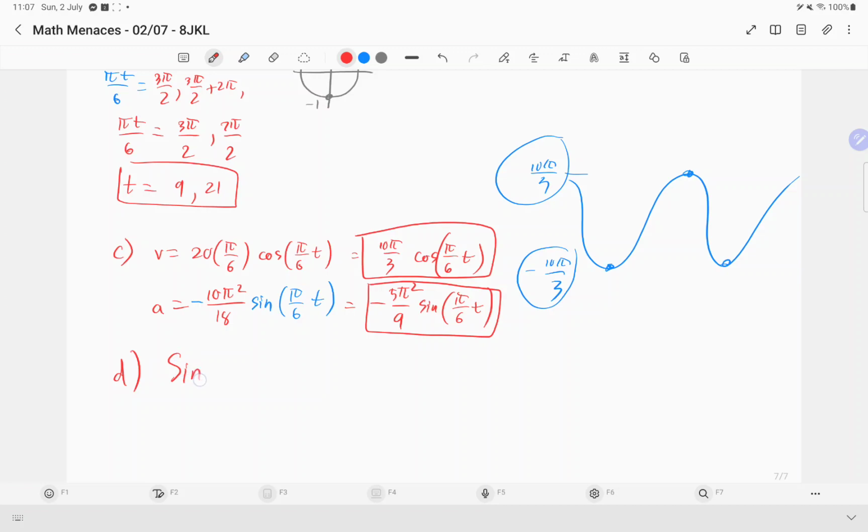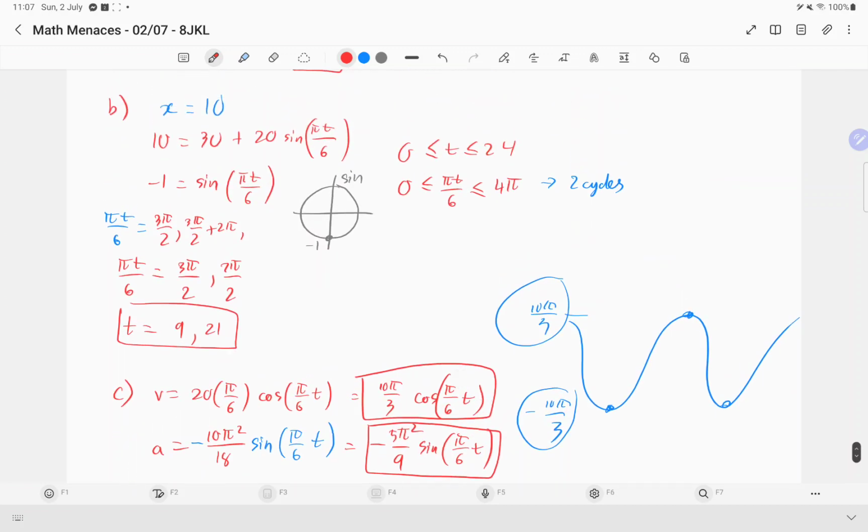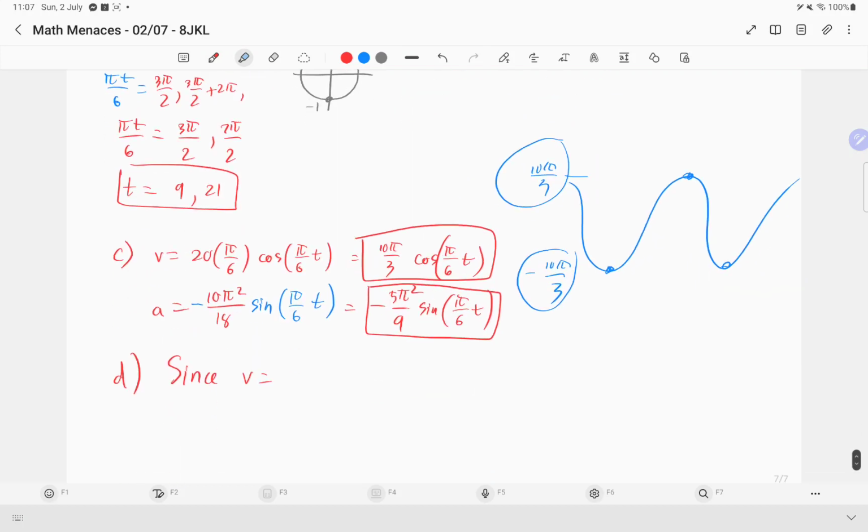Wait, I'm confused on how you derived it. Because isn't it cos pi over 6t is 1, and then you multiply it. I don't know why you multiplied it by 20 pi over 6. So 20 is a constant, and then pi over 6 is the derivative of t. Correct. And then it switches to cos pi over 6t, and it's just simplify.